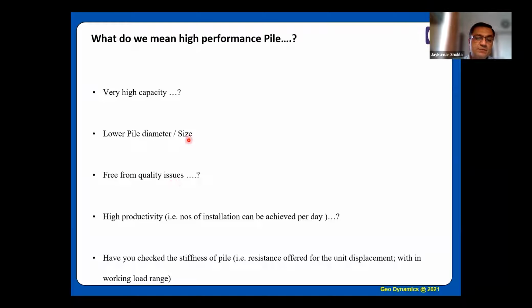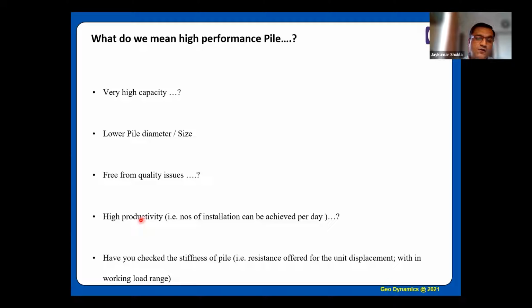That means whatever pile we would like to install into the ground needs to have assured quality. And most of the time for bored piles, recently in India, there is a majority of quality issues. And then high productivity also needs to be seen, because in a very large piling project, probably 10,000 or 20,000 piles to be installed in some small duration of 6 to 8 months, productivity also comes into the picture.